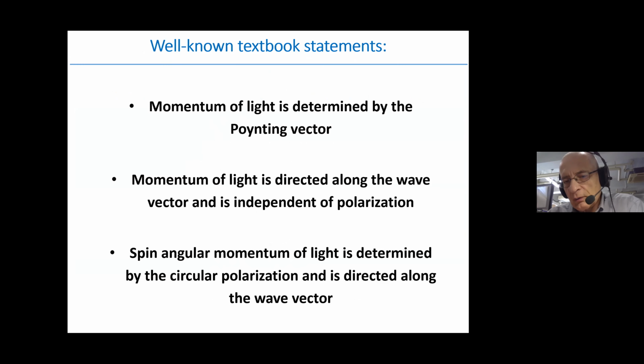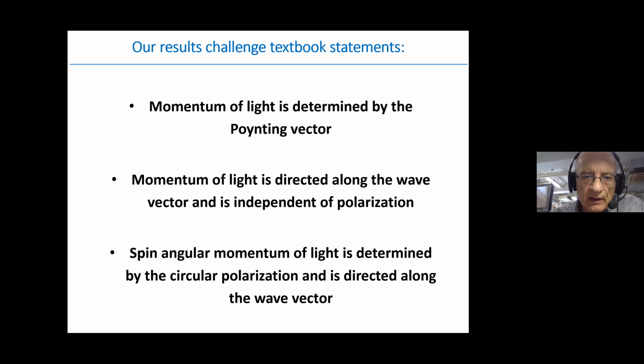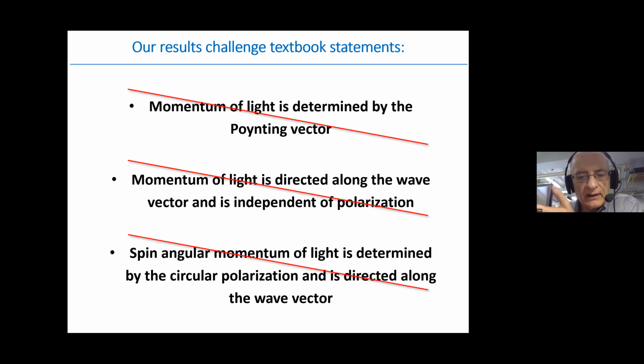If you look at Born and Wolf, Principles of Optics, Jackson's E&M, Landau-Lifshitz, they all tell you the momentum of light is determined by the Poynting vector. They all tell you the momentum of light is directed along the wave vector and is independent of polarization, and that the spin angular momentum of light is determined by the circular polarization and is directed along the wave vector. What we found is that our results challenge the textbook statements when you are near the edges. But for nano-photonics, edges are everywhere. Surface dominates. So what you read in the textbooks essentially just doesn't work.